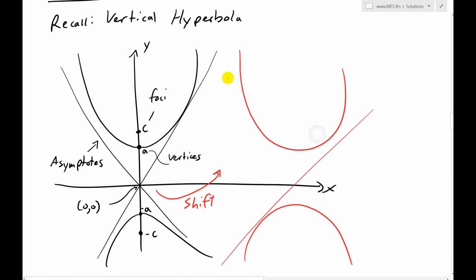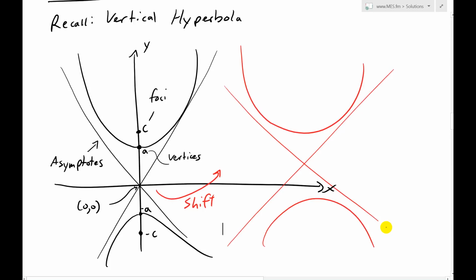And then again, we have new asymptotes like that, and then a new origin, exactly where we shifted it. Or a new center here. So it's going to look something like that over there, and then everything gets shifted across. The foci is going to be here, and this one's going to be here somewhere, and then we have new vertices, and so on and so forth.